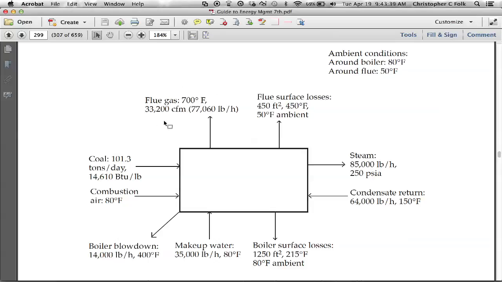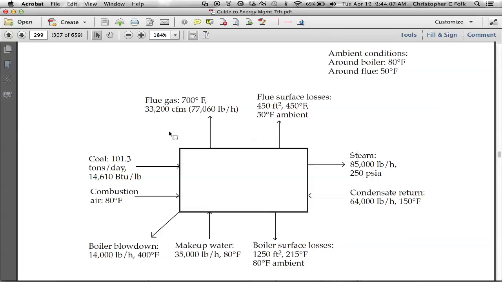Well, we're also losing the actual gas, right? So the gas itself that's going up the chimney or the flue will have a temperature, and we will know how fast it's moving. In this case, 33,200 cubic feet per minute, which could then be calculated to be 77,060 pounds per hour. So we have to calculate all of those things.